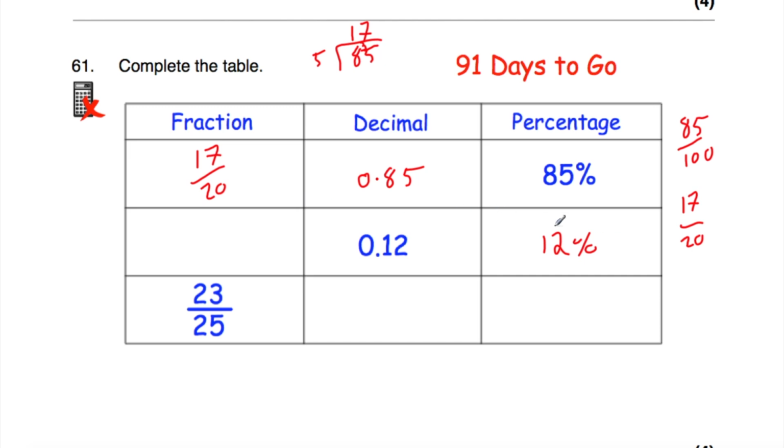Okay, our next one, we've got our 12%, or 0.12. So we're going to write our 12%, so 12 out of 100. Let's halve them both, so that's going to be 6 out of 50. And halve again, that's going to be 3/25ths. And that's it. So 3/25ths.